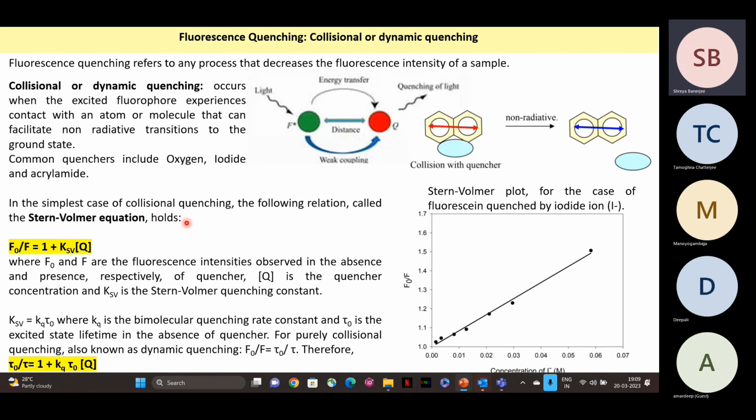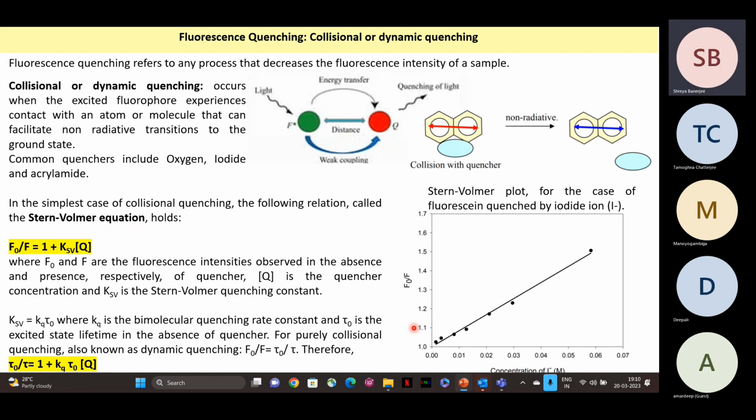In the case of collisional quenching, there is an equation called the Stern-Volmer equation, which is F0 by F is 1 plus KSV into concentration Q. F0 and F are the fluorescence intensity observed in the absence and presence of the quencher. So when the quencher is not present, the fluorescence intensity is F0, and in the presence of the quencher, the fluorescence intensity is F. KSV is the Stern-Volmer quenching constant, and Q is the quencher concentration.